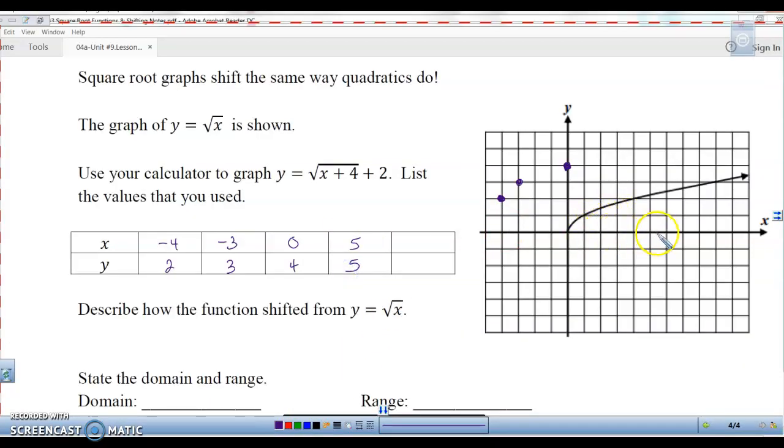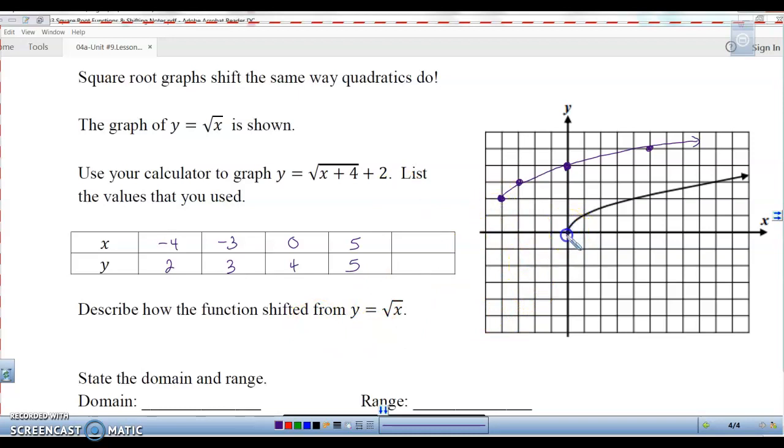1, 2, 3, 4, 5. 1, 2, 3, 4, 5. Okay, so my curve kind of looks like that. Okay, so is it the same curve? Yes, it is. Okay, so let's see how the function shifted from going to this to this.